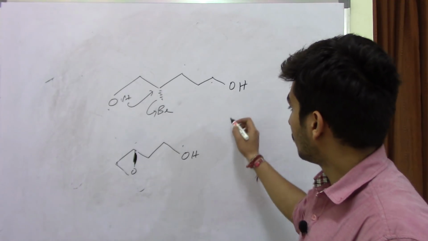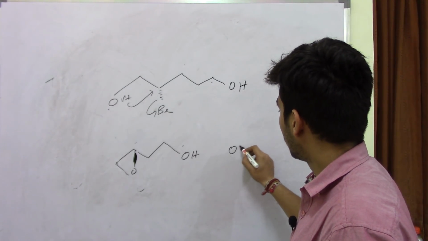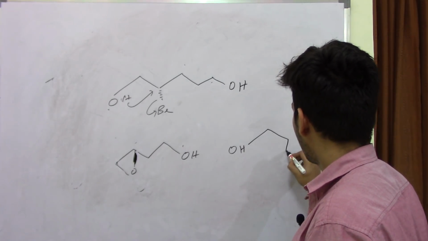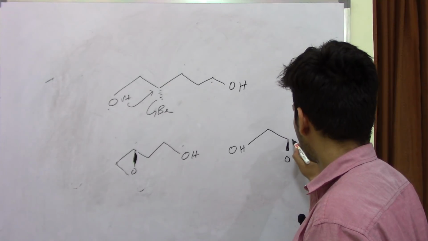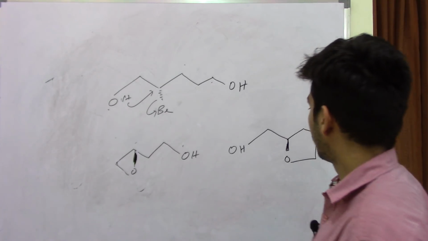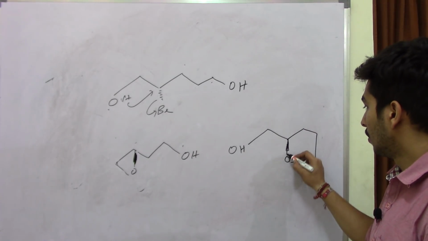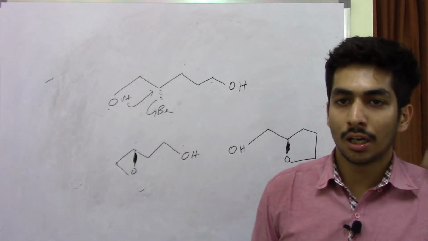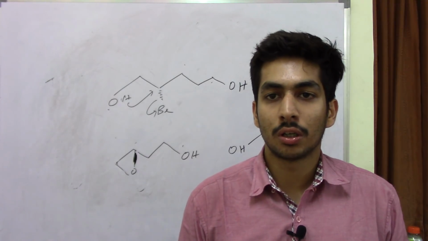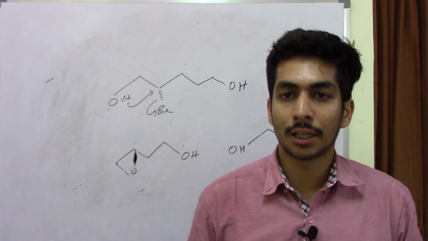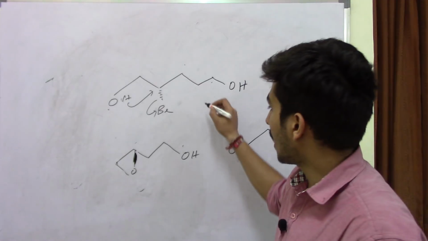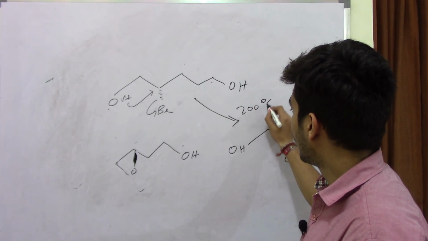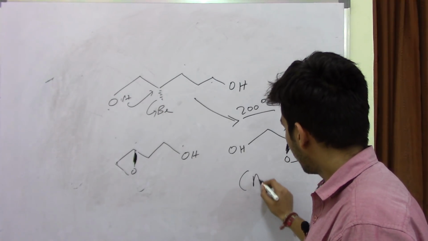So if I draw the product, now we'll have a 5-membered ring like this. This was the question that I had asked in the page, which the students were not able to answer, or they did not see that particular question. Now if I do this reaction at high temperatures, let's say of 200 degrees Celsius, this is our major product.